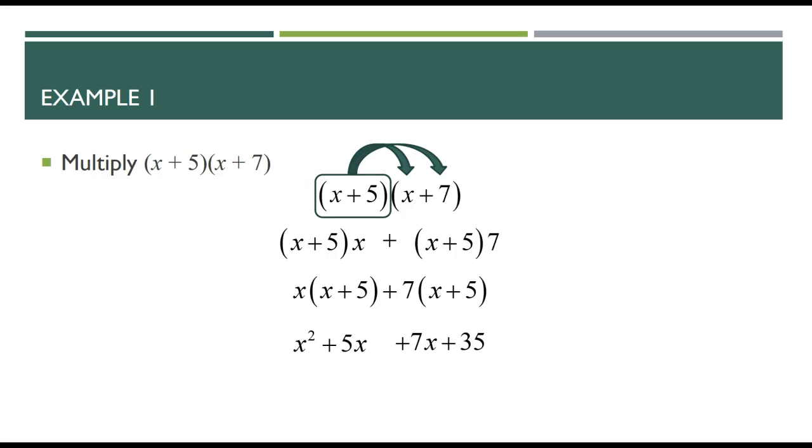Before I am comfortable saying we have a final answer, I need to make sure that I have combined all of my like terms. The 5x and the 7x are like terms, so my final answer is x squared plus 12x plus 35. Let's look at another problem.